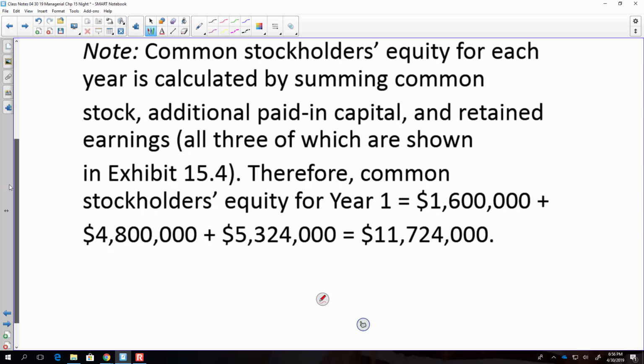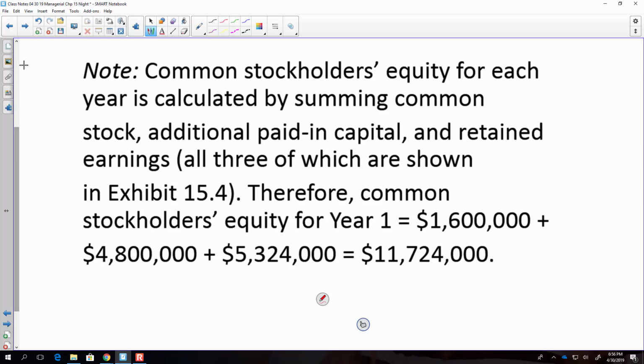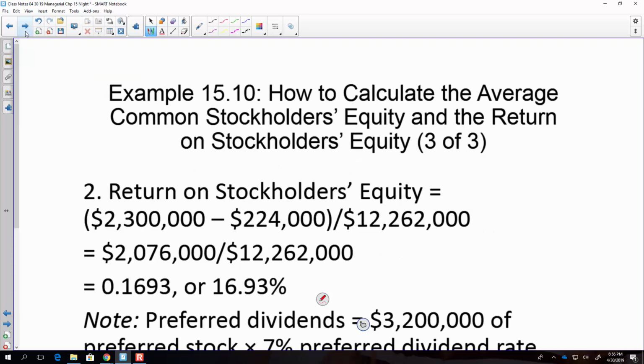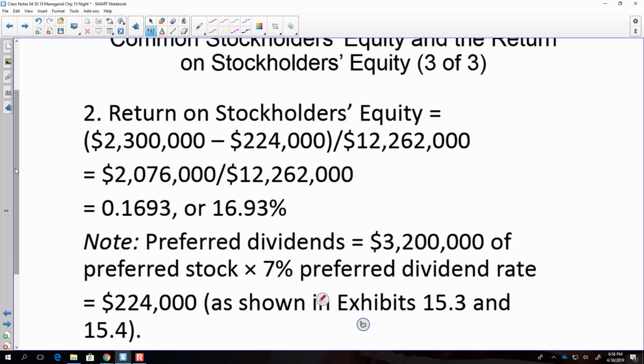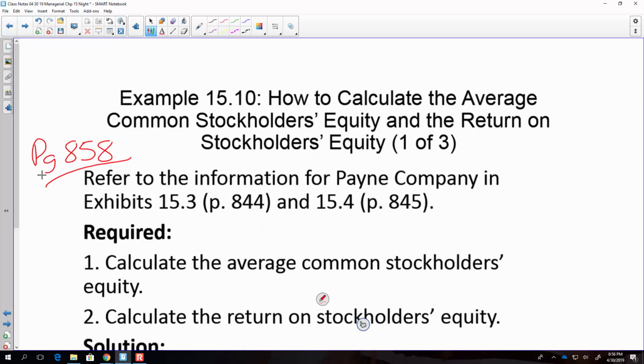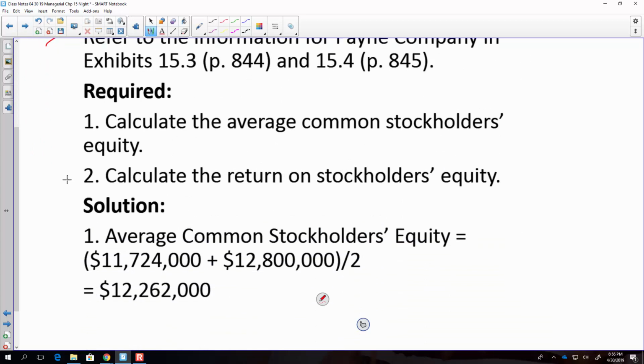In our numerator, they're just talking about the common, how they got to the 11,724,000. How much of this do we need to know, guys? Let's go back here. I gotta look at this. 858 refers to the exhibits on page 844. So now I gotta go to 844, and 845 specifically, because that has our equity section.